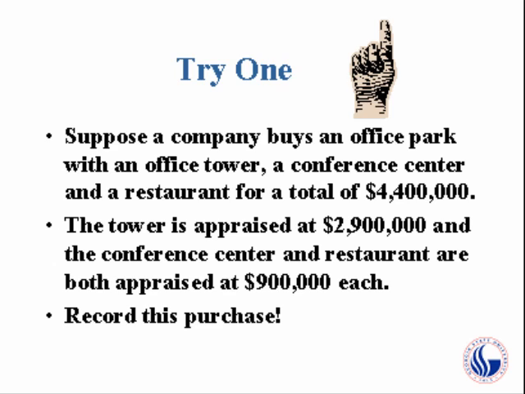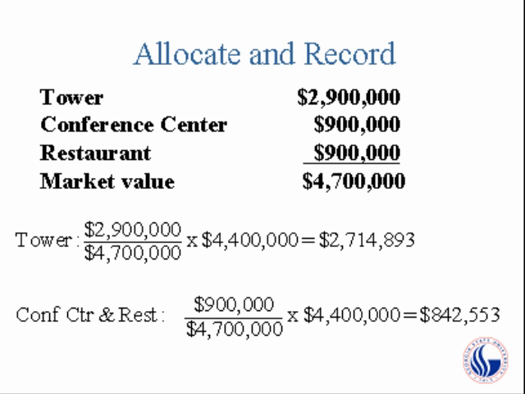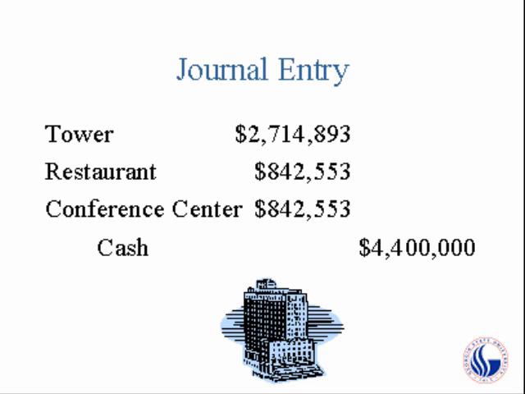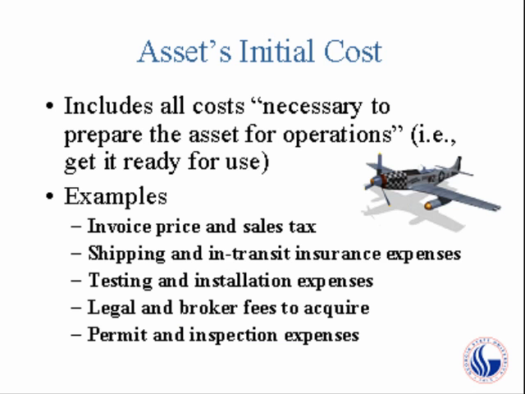Okay, freeze the frame. See if you can allocate and record this purchase. So you add them up. You have $4,700,000 of fair market value. You only paid $4,400,000. Got a good deal. And you need to spread that $4,400,000 to those three assets using those relative fair market values. Now you're ready to depreciate those three assets using whatever their lives are.